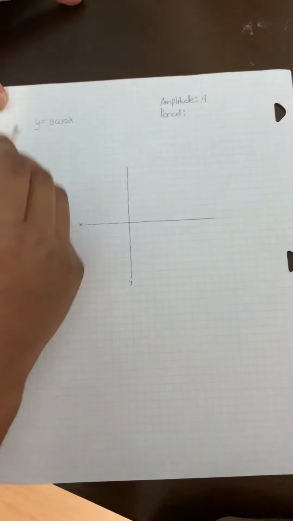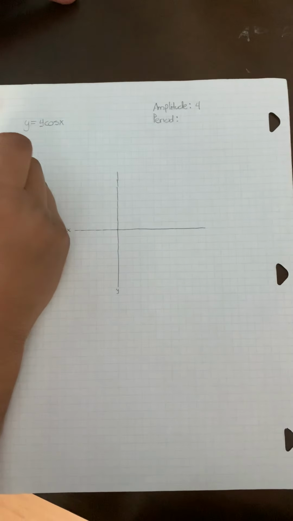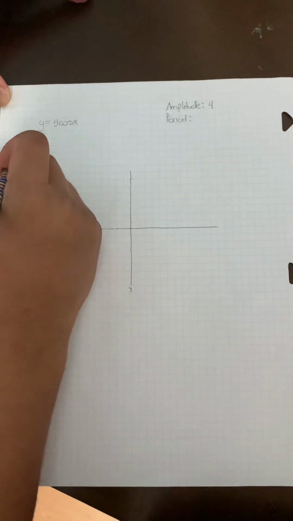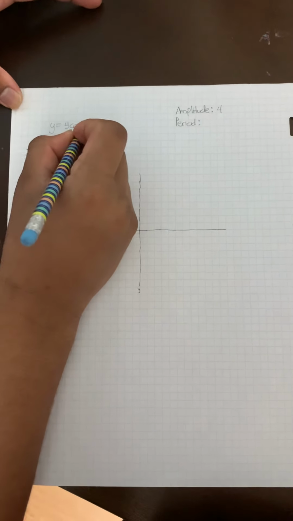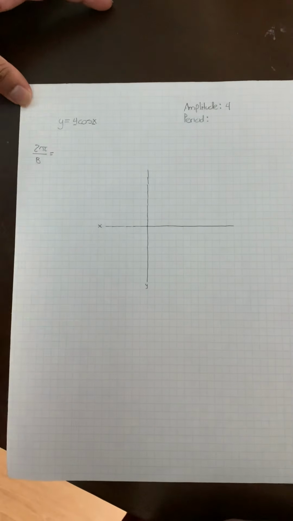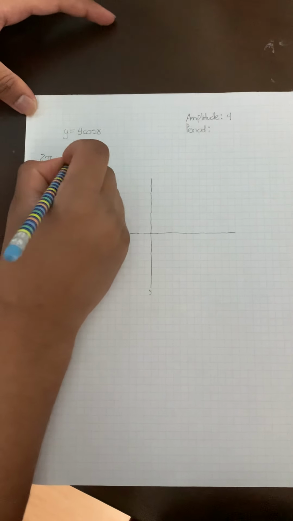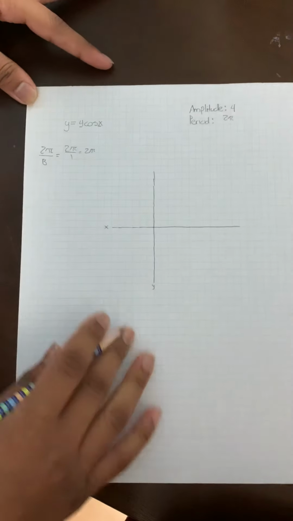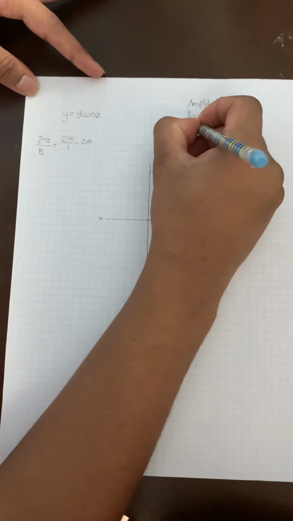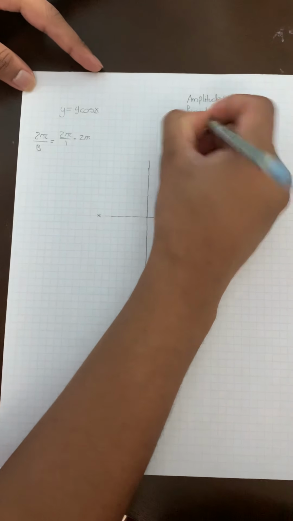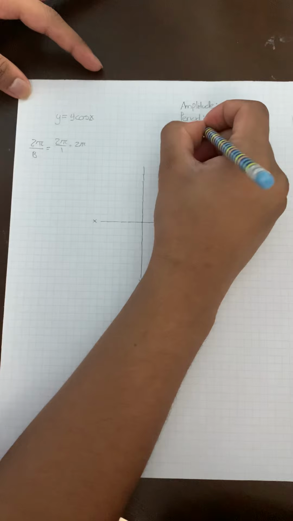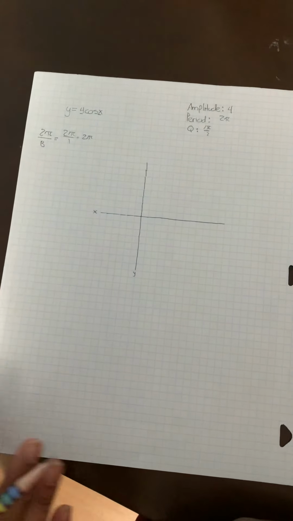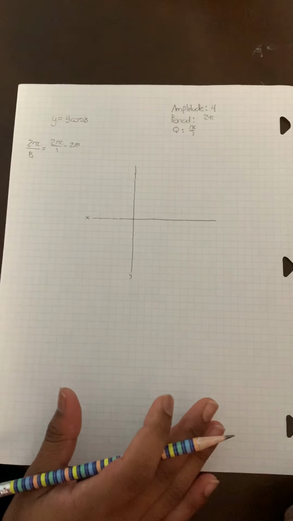Now we're going to find our period. We still use the formula 2 pi over b. Our b is 1. Every variable has an invisible 1 in it. So we have 2 pi over 1 is equal to 2 pi, and our period is 2 pi. However, we can't do it like that, so we're going to split it up into quarters. One quarter of 2 pi would be half of pi, so that's what we're going to base our units on.